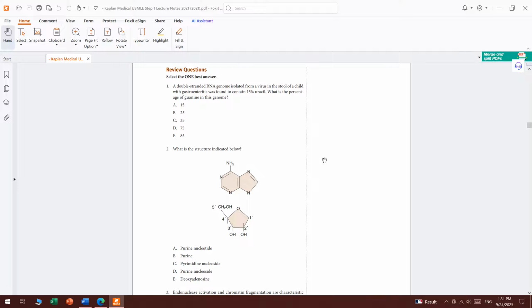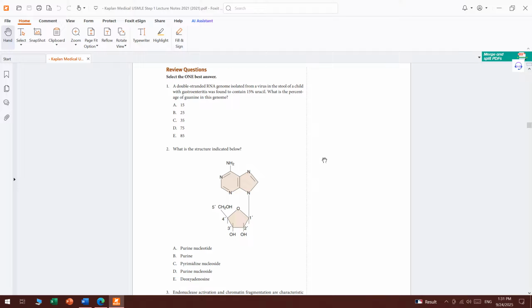Option A, purine nucleotide, would require at least one phosphate group attached to the 5' carbon. Option B, purine, refers only to the base itself, not the base-sugar complex. Option C, pyrimidine nucleoside, is incorrect because adenine is a purine, not a pyrimidine. Option E, deoxyadenosine, would imply deoxyribose as the sugar, which is not consistent with the presence of the 2' OH group.